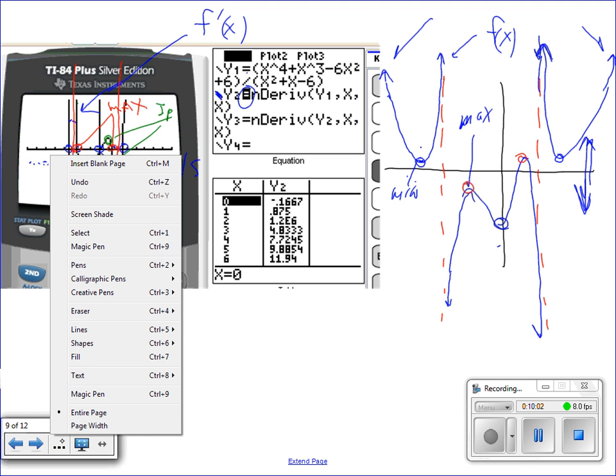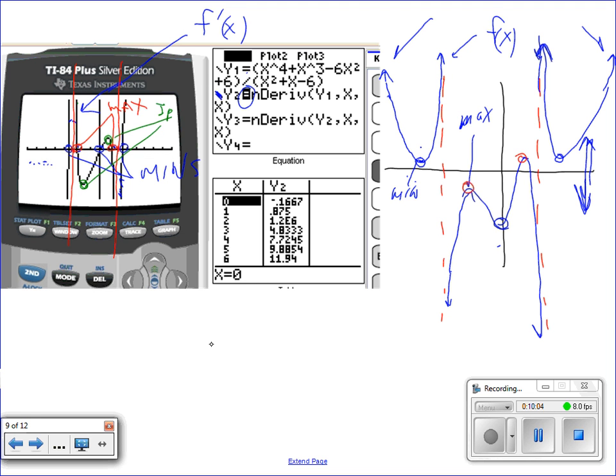Let's see if the inflection points make sense. I got an inflection point between the max and the min, so I got one right there, and that makes sense. It goes from concave down to concave up, and then I should have another one between here and here. This goes from concave up to concave down. That makes sense. Okay, so what did I do? With this picture of the derivative and my knowledge of looking at the first derivative, I was able to get a sketch of the function.